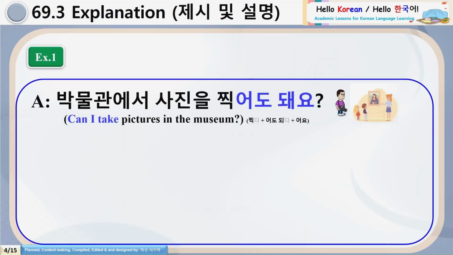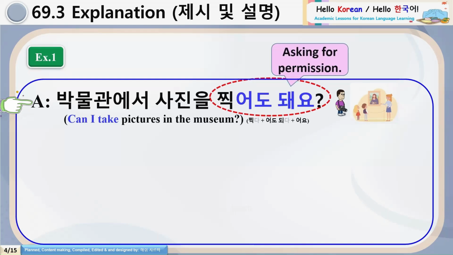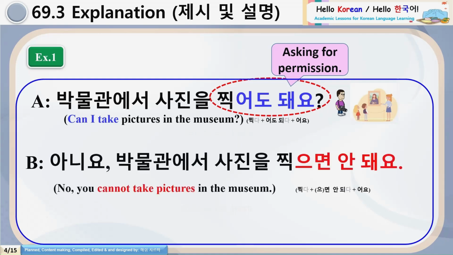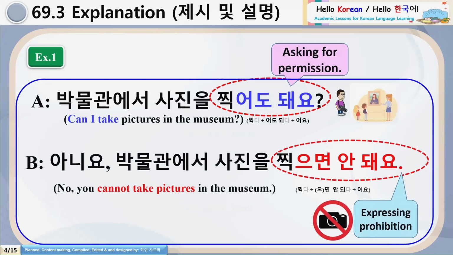Now let's see a few examples here. Number 1, A: 박물관에서 사진을 찍어도 돼요? If you remember the previous lesson grammar, that is ado odo dweda, asking for permission. Can I take pictures in the museum? And you want to say no, it is not allowed to take pictures. So what do we have to do? We have to select the grammar eu-myeon andweda, and the sentence will be 아니요, 박물관에서 사진을 찍으면 안 돼요. No, you cannot take pictures in the museum. So by using the grammar eu-myeon andweda, what are we doing? We are expressing prohibition. Clear, 여러분?